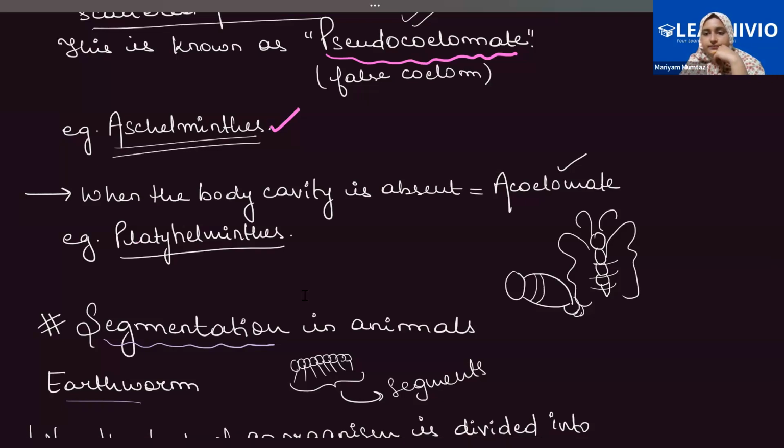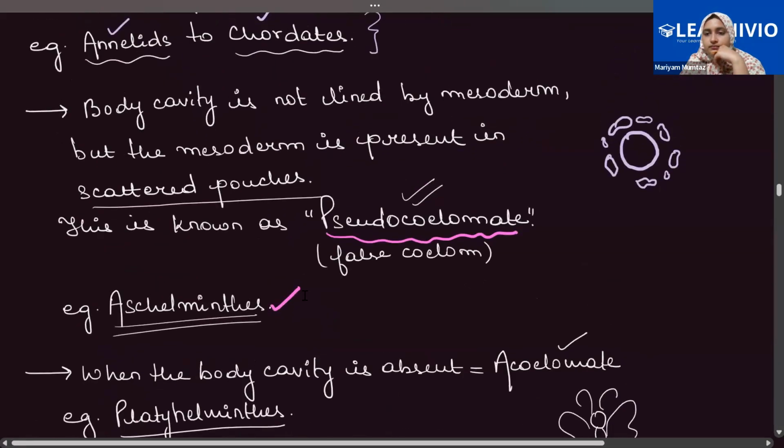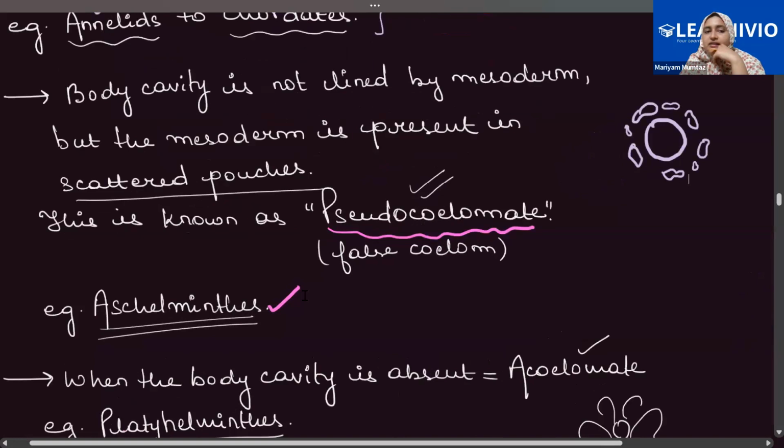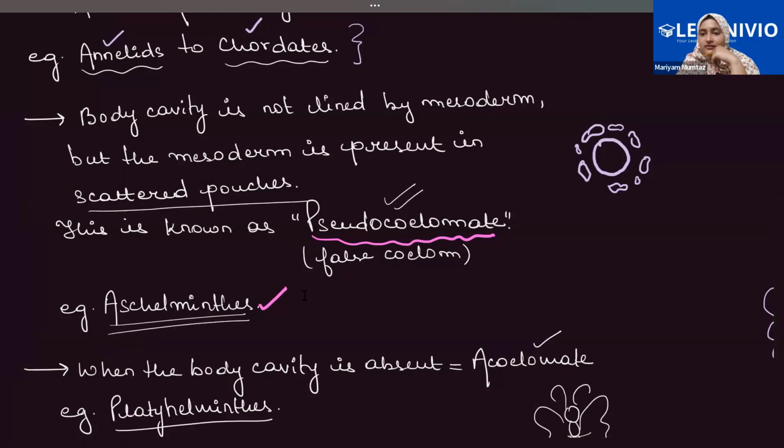Clear? Okay. Any doubts? What exactly is body cavity? Body cavity is like the internal hollow structures that are there in the body, right before the organs are formed. Not right now, right before the organs are formed. Then in that case, okay.